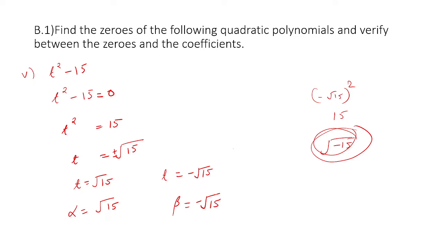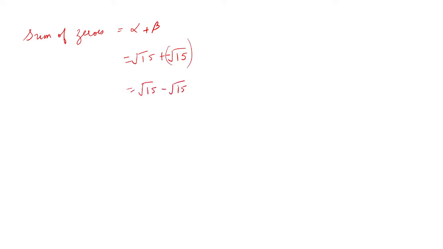Now to verify whether the zeros that we have found out are correct or not, we shall go here. To find out the sum of zeros, the sum of zeros is actually alpha plus beta, right? So what is alpha? We got that as root 15. And what is beta? We got that as minus root 15. So just put a bracket here. When you open up the bracket, you'll get root 15 minus root 15. So if you do this, it's going to be equal to 0.